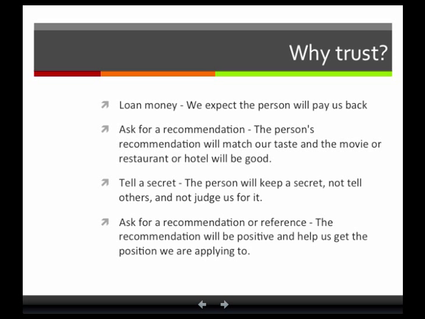If we tell people a secret, we expect that they'll keep that secret, not tell others, and not judge us for it. And if we ask for a reference or a letter of recommendation, we expect that it'll be positive and help us get the position that we're applying to. What are common things that appear in all of these scenarios? And you can work these scenarios out for any other examples you might have come up with.